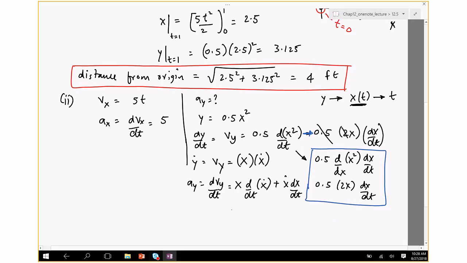Okay, so dx dot dt is basically saying what's the derivative of velocity in the x direction. So this is x times, what's this? It's ax, right? The derivative of velocity is acceleration, plus x dot times dx dt is simply x dot again.